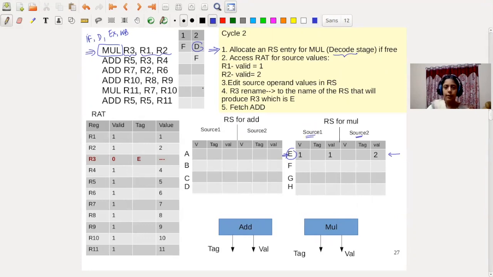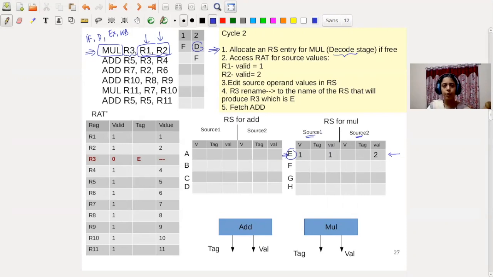The next thing it does is check for the source operand values, R1 and R2. That is the whole goal of the reservation station. It wants to see if the sources are available. If the sources are available, it is going to go to the execution unit. If the source operands are not available, it is going to wait in the reservation station. So this is our basic assumption. Now, how to check for the sources?